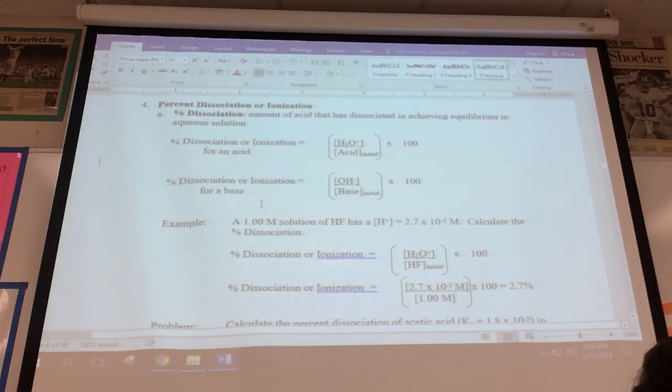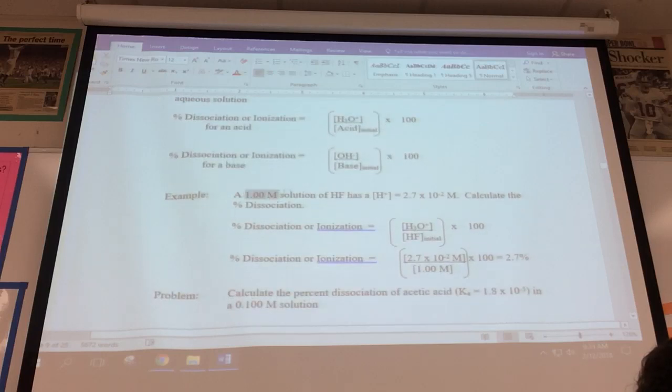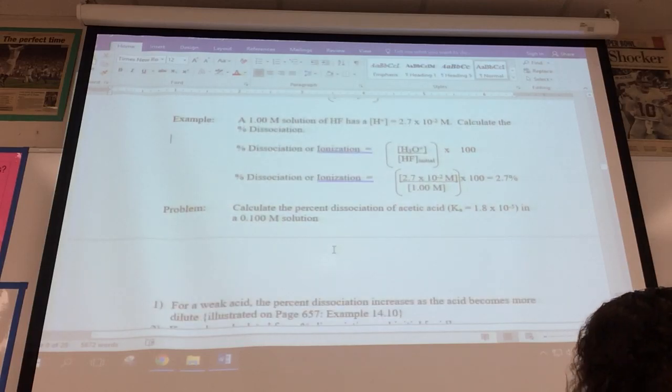So these types of problems can be very, very straightforward, where they may give you the initial concentration of a weak acid such as hydrofluoric acid and the proton concentration at equilibrium, and then to calculate percent ionization you just divide the two and multiply by 100. So there's not a lot to it, but more likely than not they'll give you a question such as this one, and this one we'll work through.